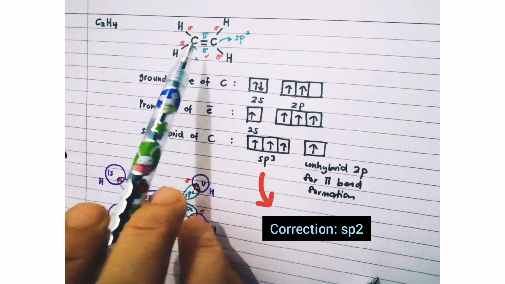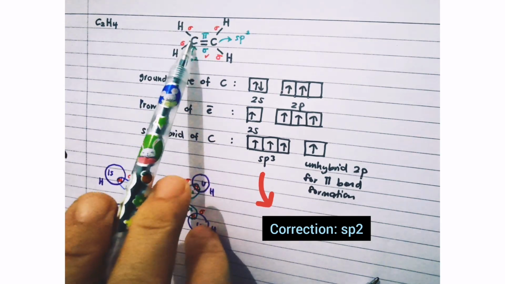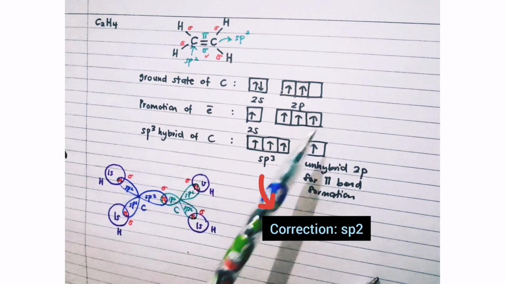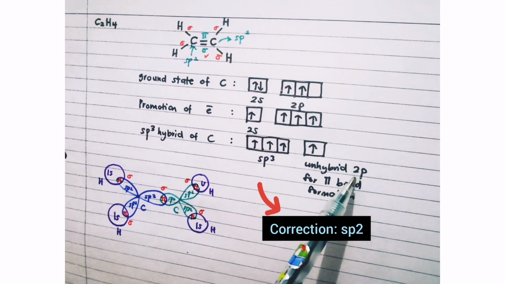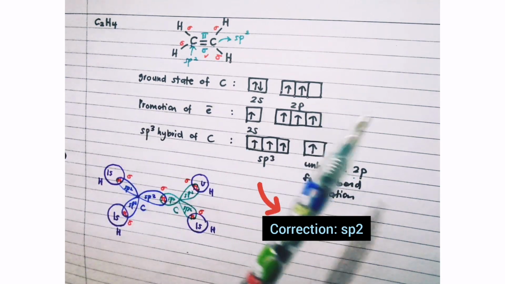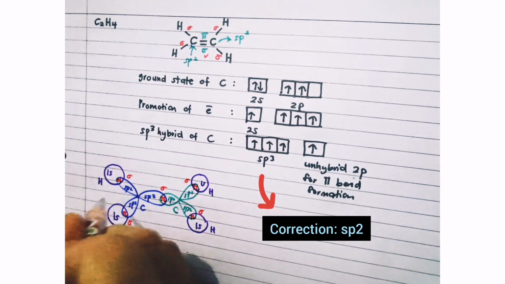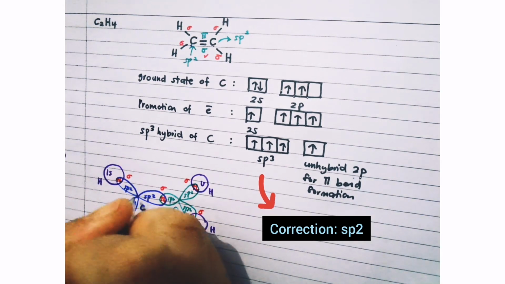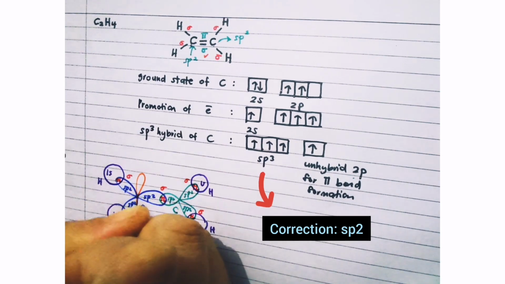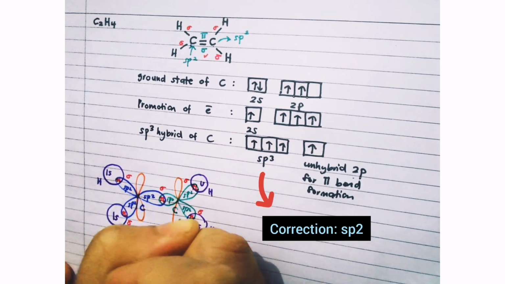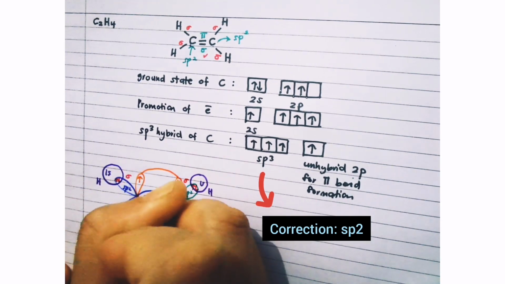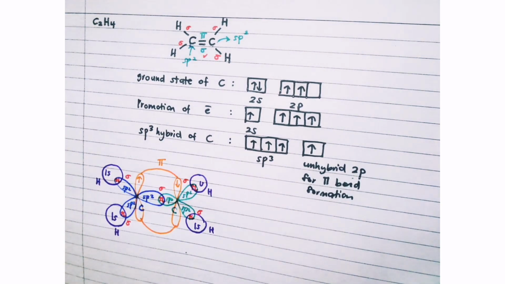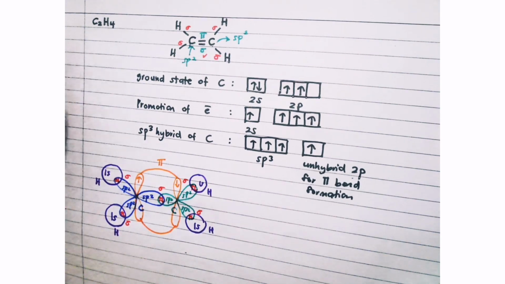Now we will show the pi bond between the first carbon and the second carbon. From the hybridization process, we can see that there is an unhybridized 2p orbital that will be used for the formation of the pi bond. So it will overlap side to side because it is a pi bond. Alright, so we have settled the orbital overlapping diagram for C2H4.